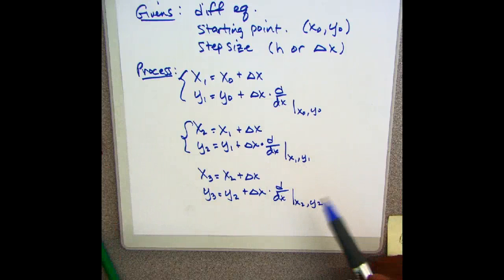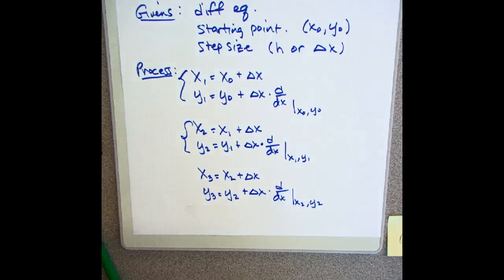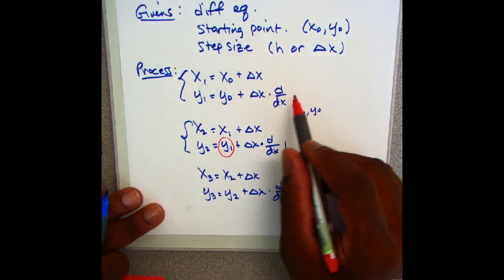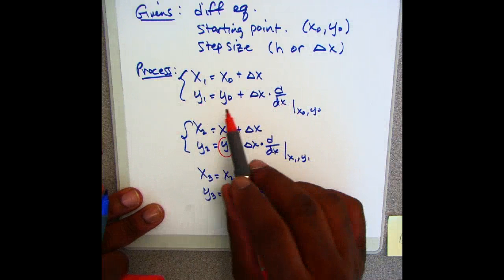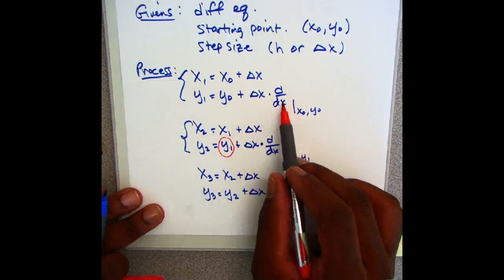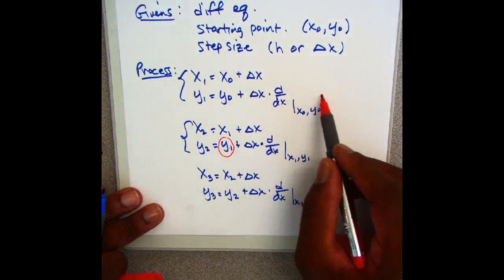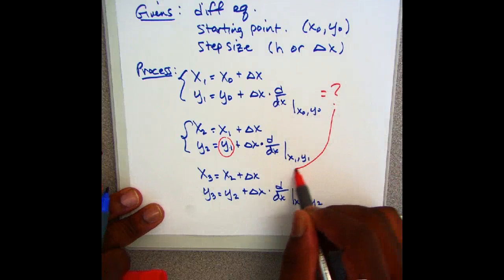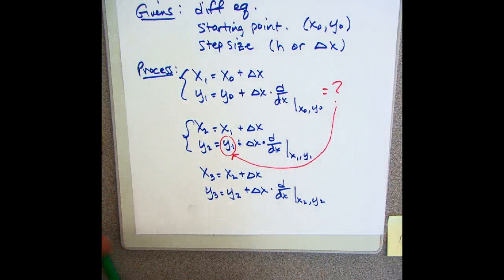What's key here is that the y sub 1 that you're going to generate, or that you're going to use here, will be the actual value of this term here. So y sub 1 is equal to y sub 0 plus delta x times the derivative, evaluated at x0, y0. Whatever answer you get here, that's the value that's going to go in there. It's a very, very simple process.